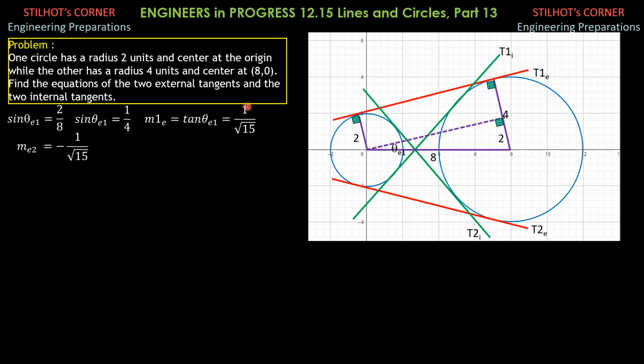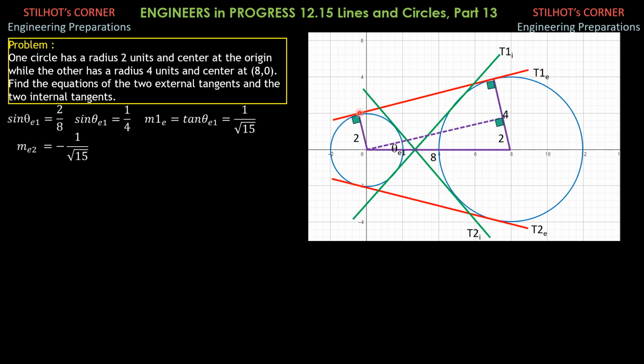The expected equation of this external tangent 1 is x minus square root of 15 y equals x1 minus square root of 15 y1. So take note of that technique. That is also the point-slope form technique. So we need to express the coordinates here. I'll call this x1, y1, and it lies in the second quadrant, therefore x1 is negative and y1 is positive.